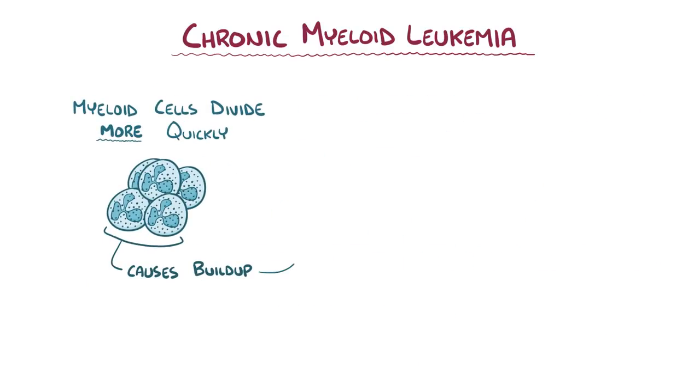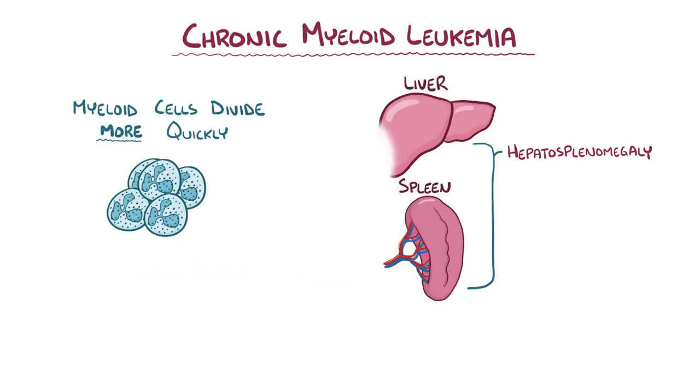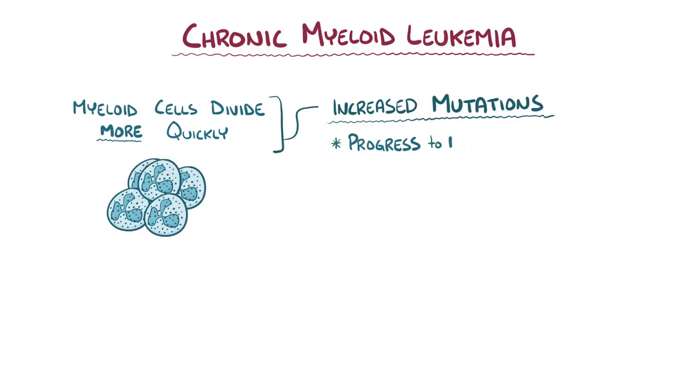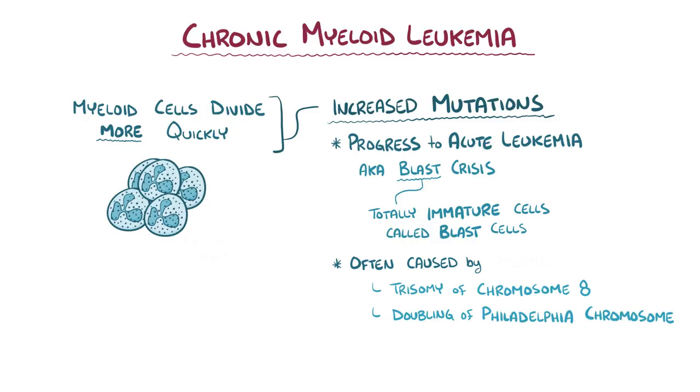The premature leukocytes then move to the liver and spleen, causing swelling of those organs, or hepatosplenomegaly. And because these CML cells divide quicker than they should, there's a high chance that further genetic mutations can happen. And if that happens, CML might progress and accelerate into a more serious acute leukemia, which is called a blast crisis, because the totally immature cells of acute leukemias are referred to as blasts. A lot of cases of these blast crises include the formation of a trisomy on chromosome number 8, or the doubling of the Philadelphia chromosome.